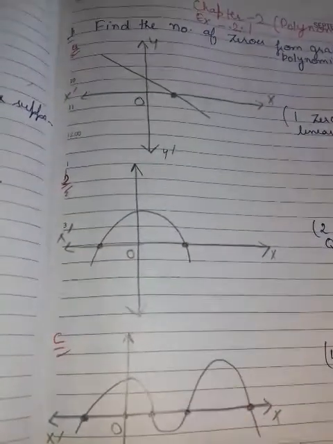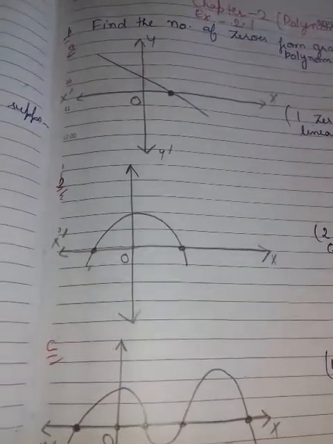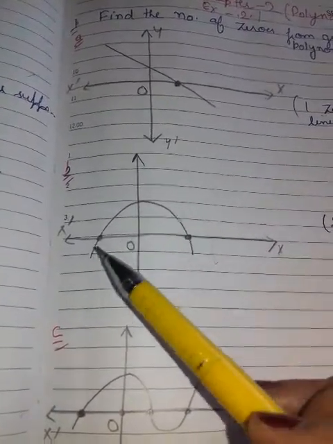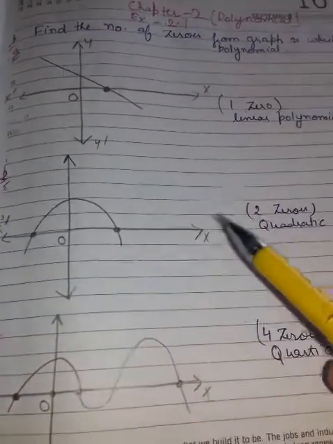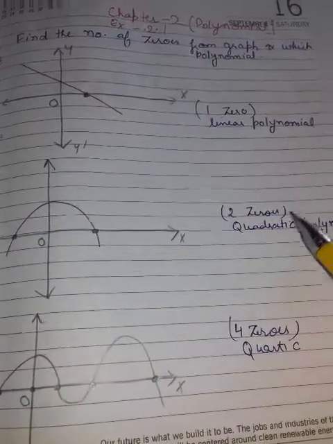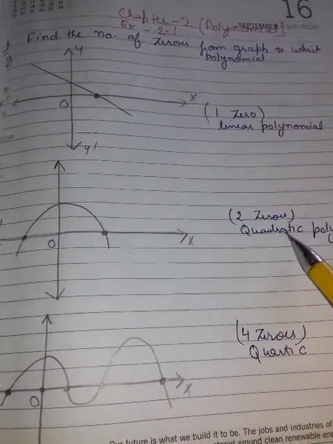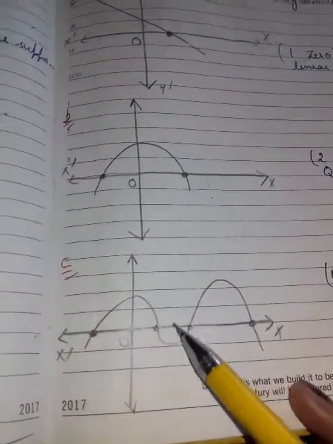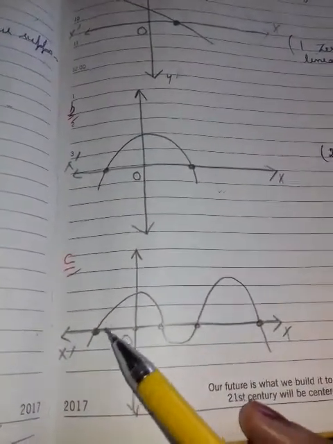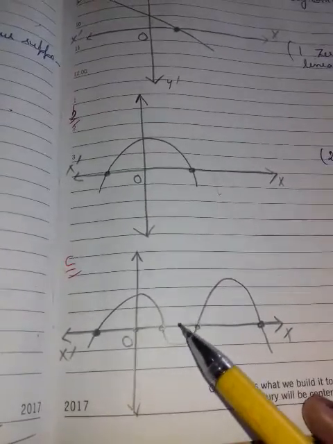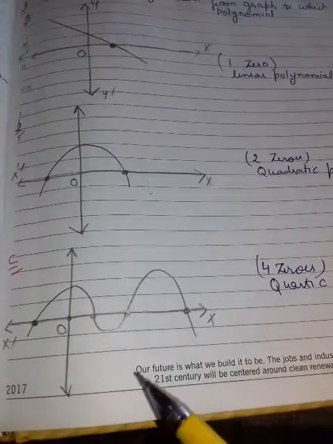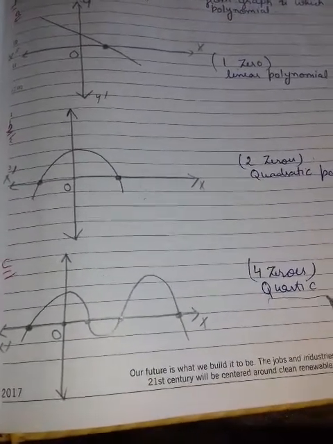Second is, you have been given this graph and the curve is intersecting the x-axis 2 times. So you have 2 zeros and the polynomial is quadratic. Clear? Third one is, the curve is given in this manner. How many times will it cut the x-axis? See, 1, 2, 3, 4. So 4 zeros are here. So your polynomial is quartic.